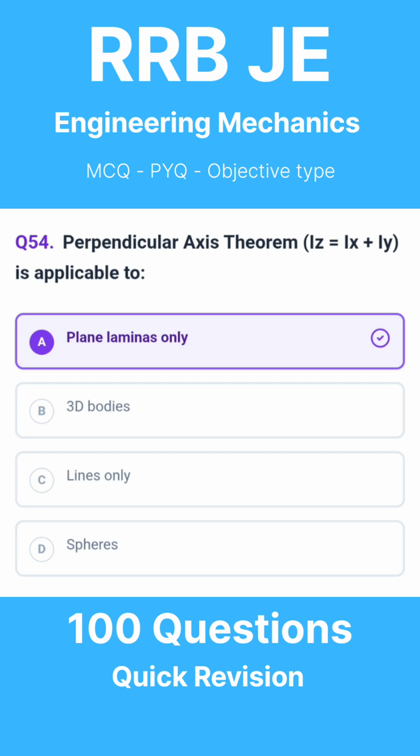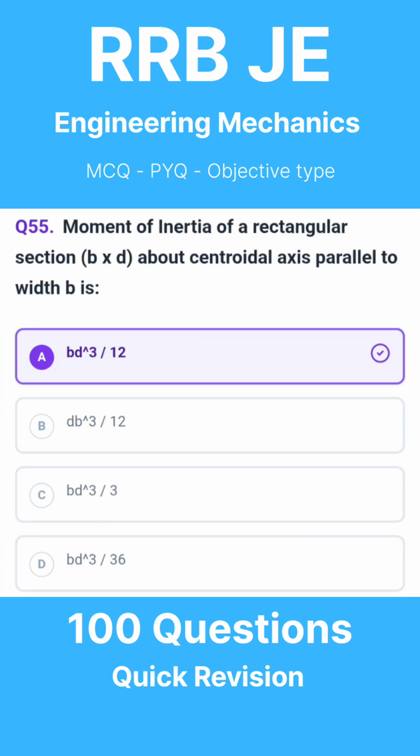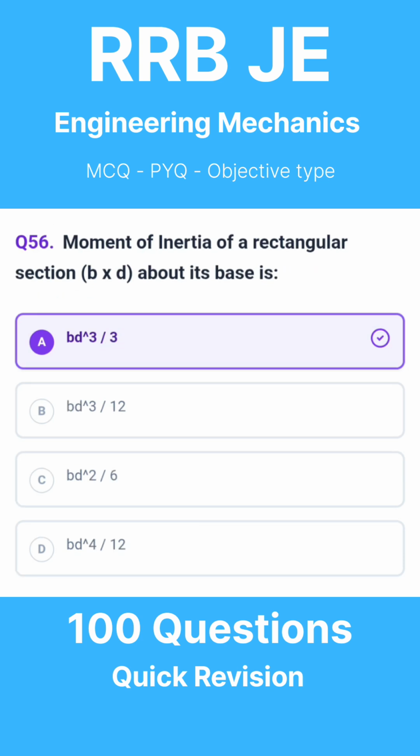Question 54. Perpendicular axis theorem, Iz equals Ix plus Iy, is applicable to. The correct answer is plane laminas only. Question 55. Moment of inertia of a rectangular section B times D about centroidal axis parallel to width B is. The correct answer is BD to the power of 3 divided by 12. Question 56. Moment of inertia of a rectangular section B times D about its base is. The correct answer is BD to the power of 3 divided by 3.